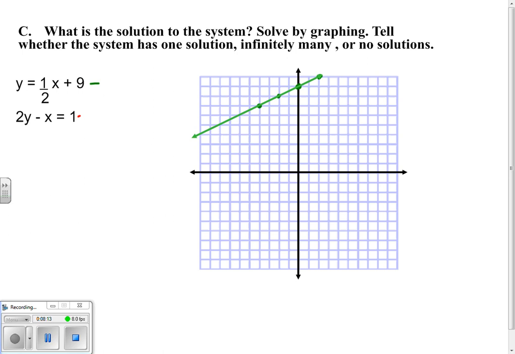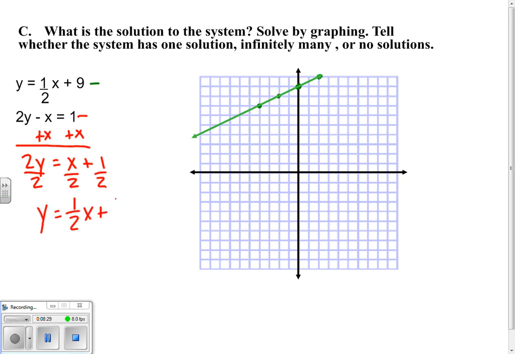The second line is not ready for me to graph, so I'm going to start by adding x to both sides. It gives me 2y equals x plus 1. And then divide everything by 2. I get y equals 1/2 x plus 1/2.